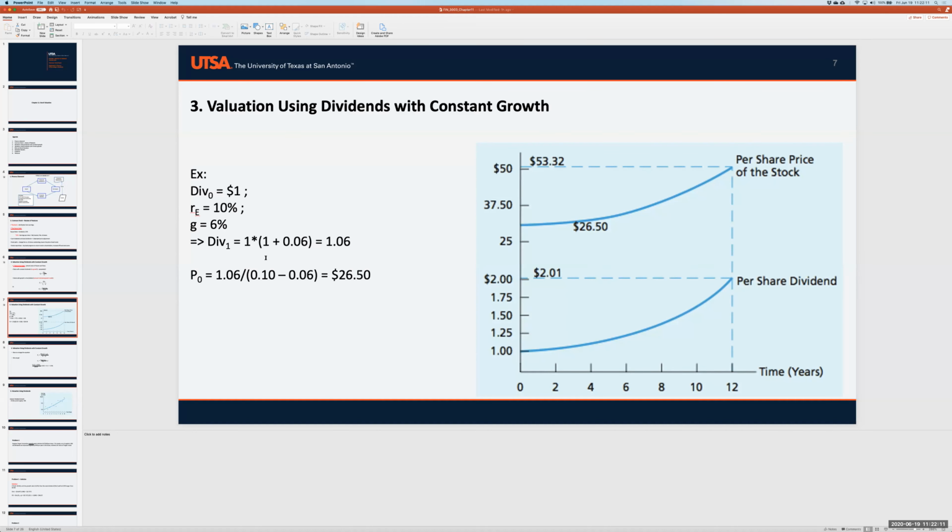We know the calculation. We have the dividend payment for the future, and we have the cost of capital. We have the growth rate. So we find the value of the company should be $26.5 right now. This is time zero, as you see. So we just use some calculation and find the value of the stock at time zero. I think it's important to understand.